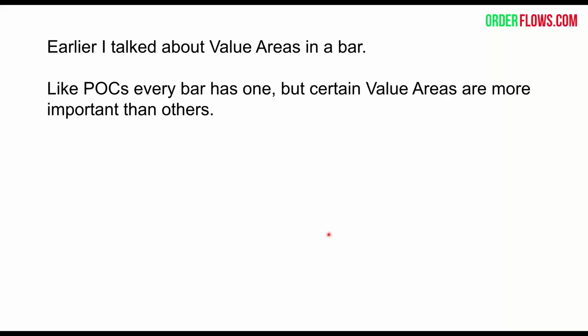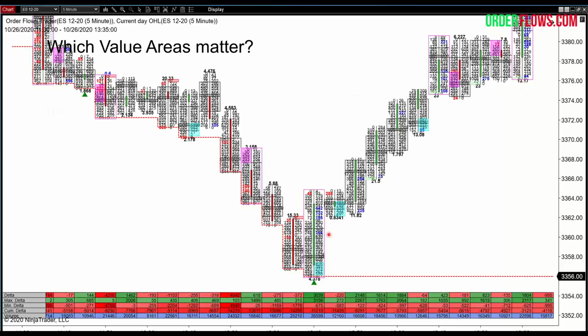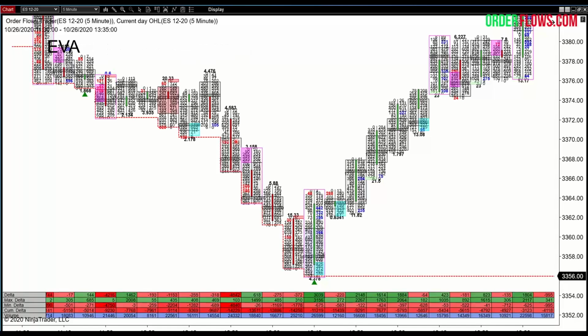Now, earlier I talked about value areas in a bar, and like points of control, every bar has a value area, but certain value areas are going to be more important than others. So, which value areas matter, right? Again, I was talking earlier in this presentation about looking at the gaps between the value areas. That's one way, but there's other types of value area analysis that are very revealing.